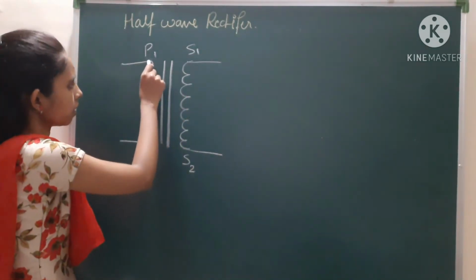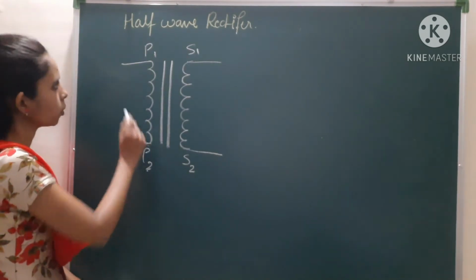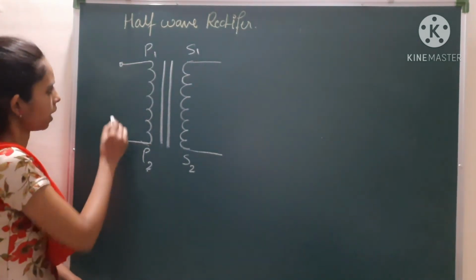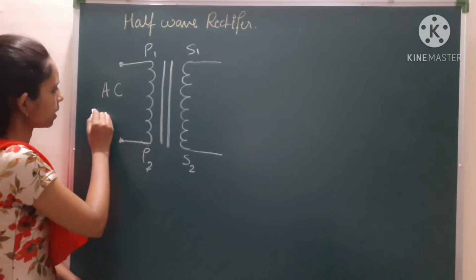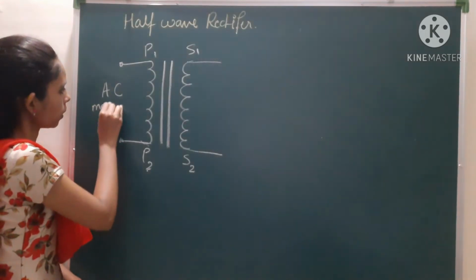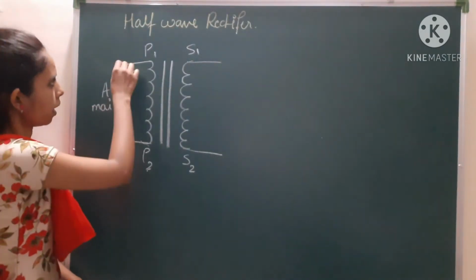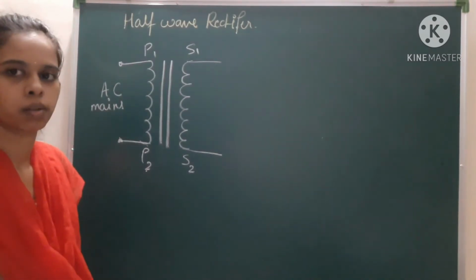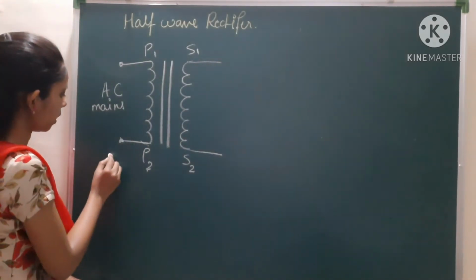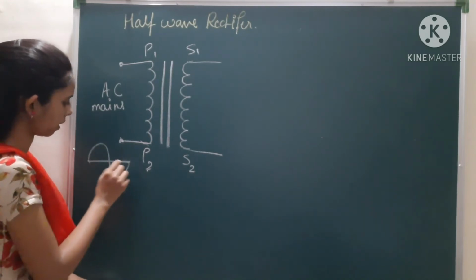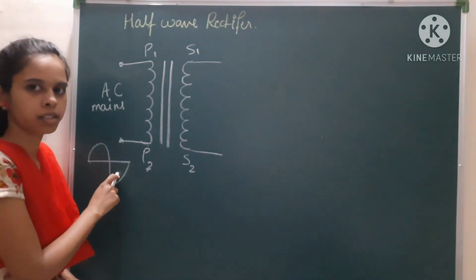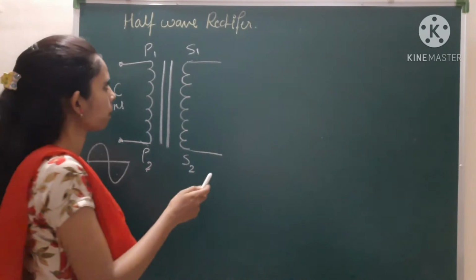Now let us say that this primary coil is connected to the AC mains. That is, here we are giving AC mains, or you can say AC voltage supply, to the primary coil. Okay, this AC is in this form. That is, there is a positive half cycle and there is a negative half cycle.